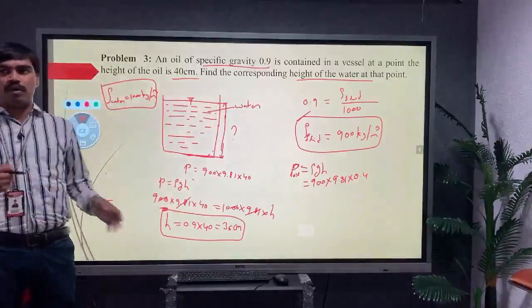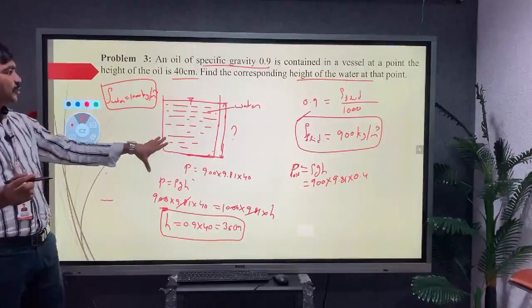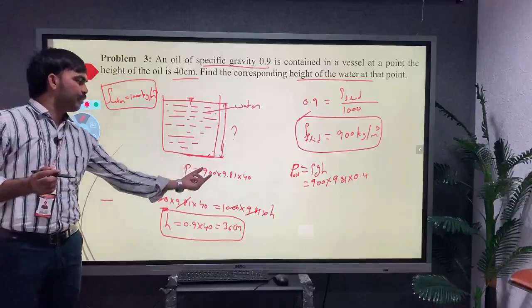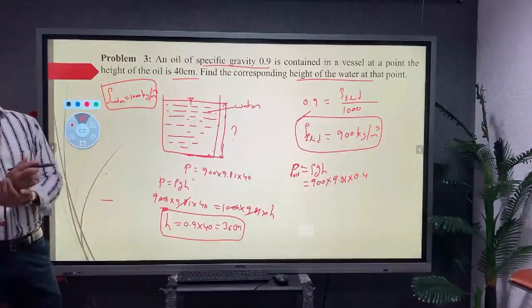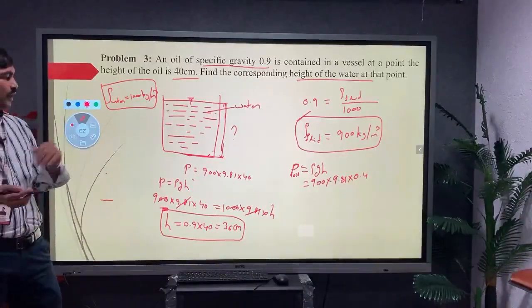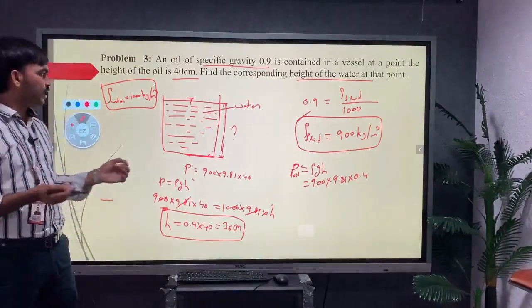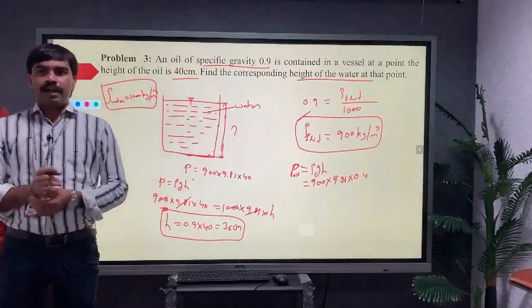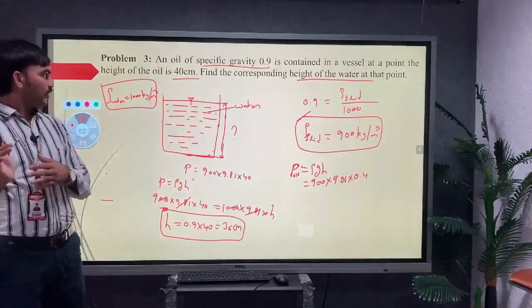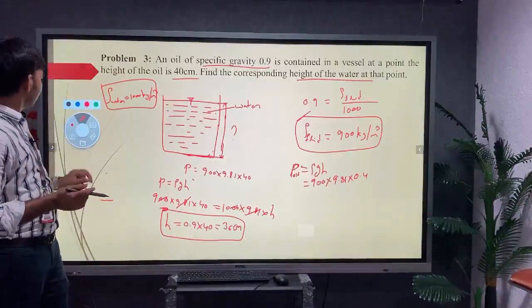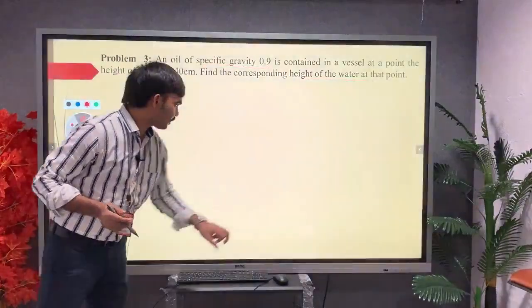So this is the head of the water required to get the same pressure created by the oil with a density of 0.9 and 40 centimeters. So 36 centimeters of head of water is sufficient to create the same pressure. I hope you understand this problem. So we will go for the second one.